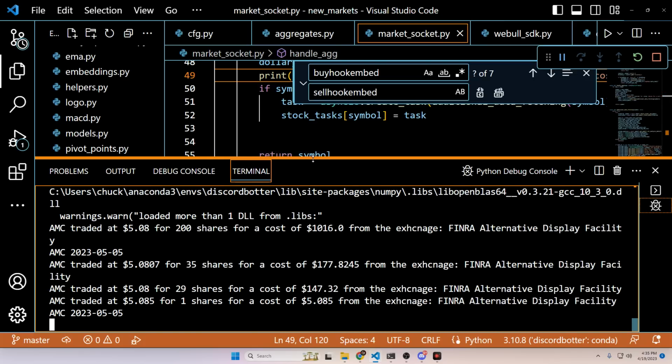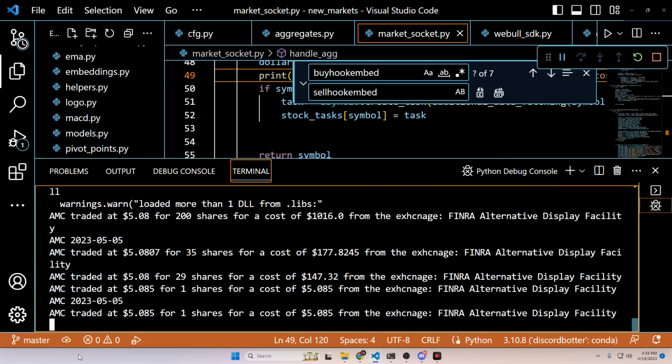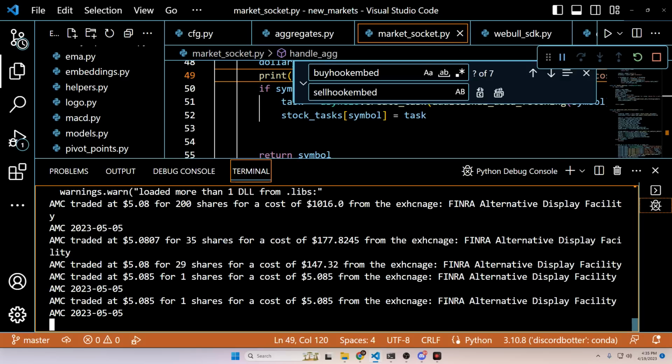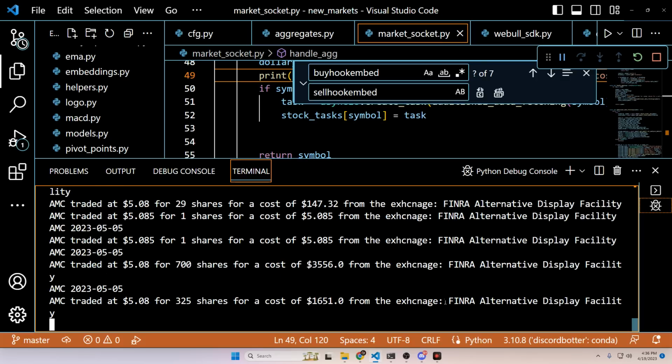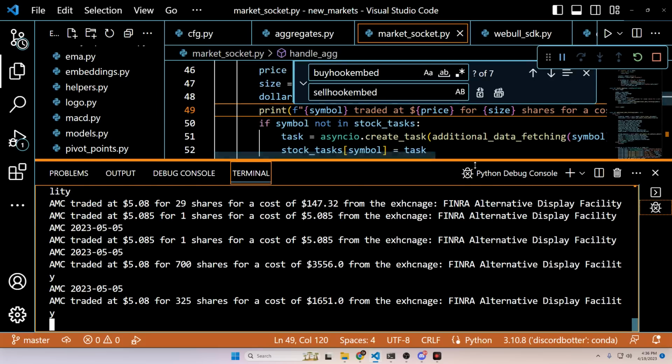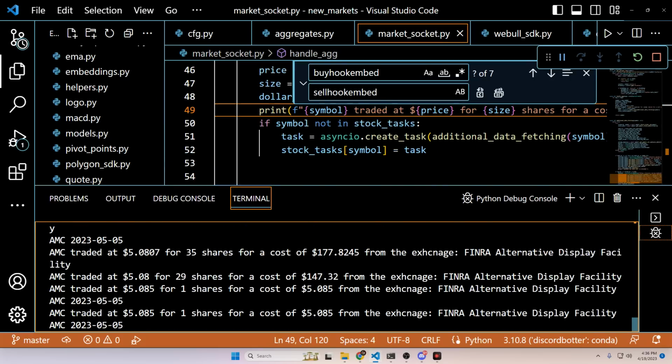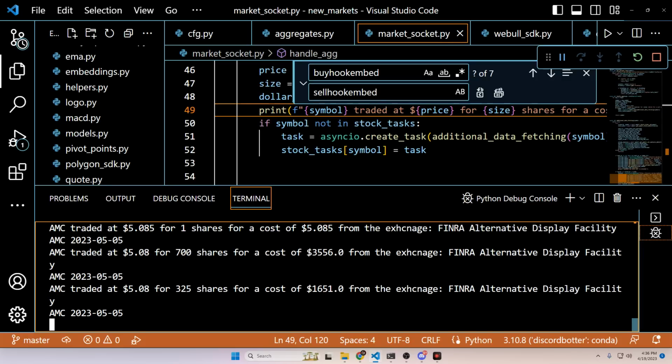I mean, it seems to me like it's only trading out of the FINRA Alternative Display Facility, which, you know, according to the SEC, isn't being used, but yet here it is being used. So how do you explain this? How do you explain this, SEC? I mean, I don't think they can. But yeah, you see it, 1, 2, 3, 4. Four transactions out of the ADF so far.